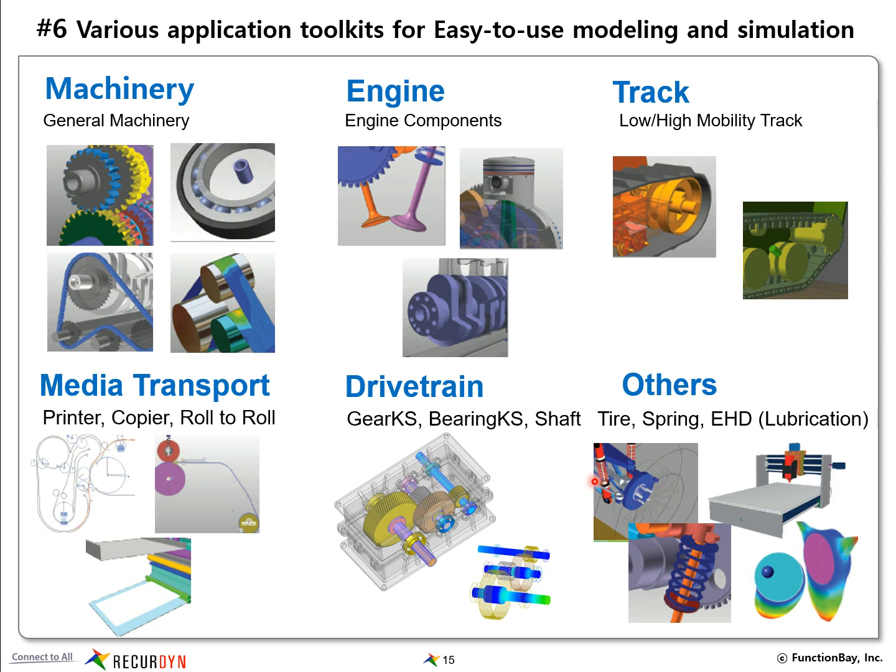Sixth, various application toolkits for easy-to-use modeling and simulation. RecurDyn provides various toolkits. RecurDyn toolkit means plugin which can be used for specific applications or industry with a specialized UI and solver based on RecurDyn. For example, gear, bearing, belt, chain toolkits for general machinery, crank, piston, valve toolkits for engine, track toolkits for heavy machinery or military machinery. Media transport system for printer or copier are the RecurDyn toolkits, which are widely used in the world, and drivetrain or other toolkits are available.